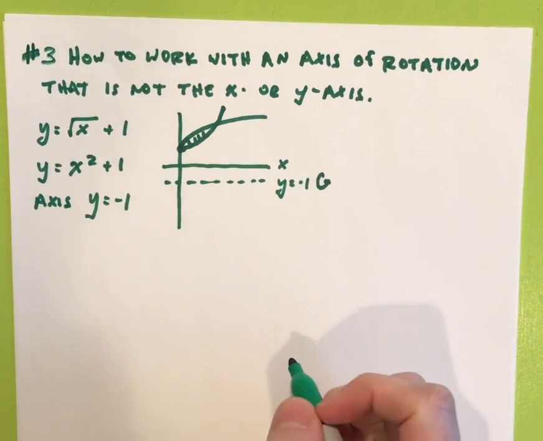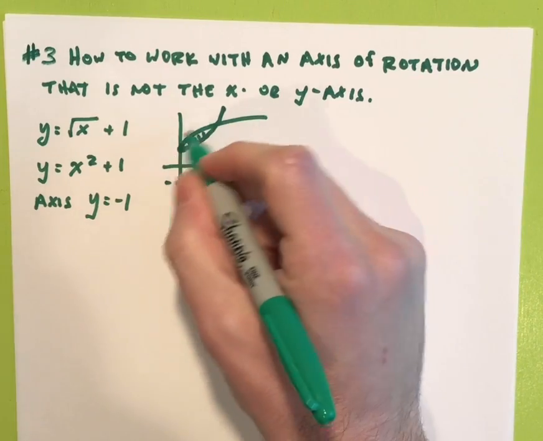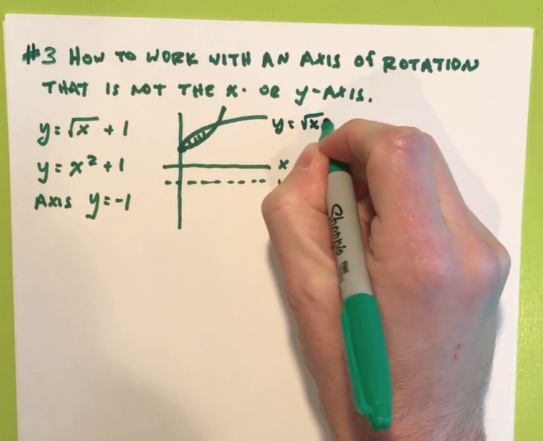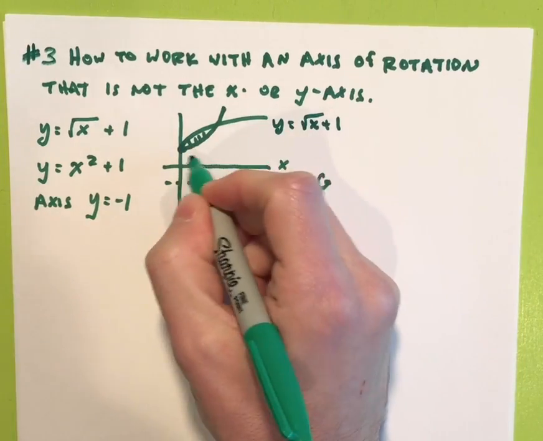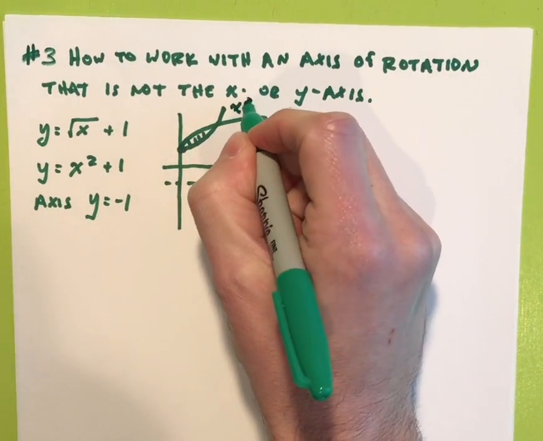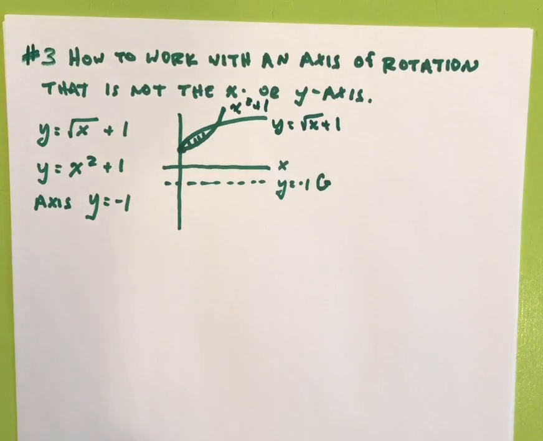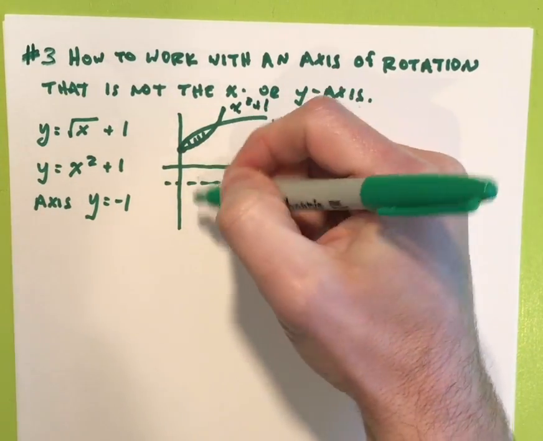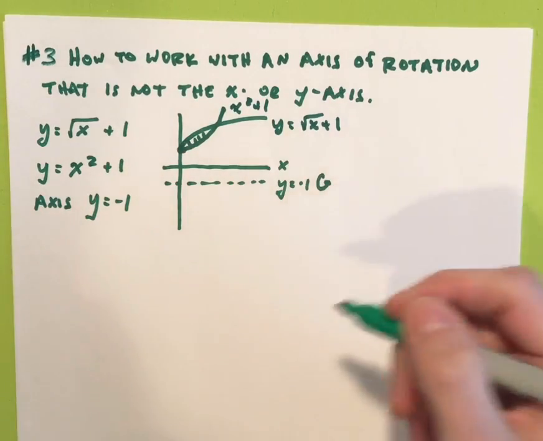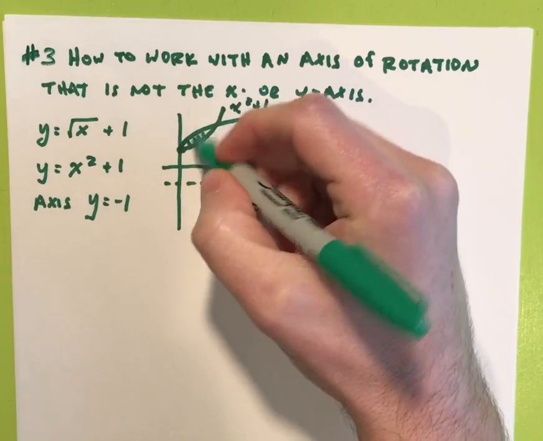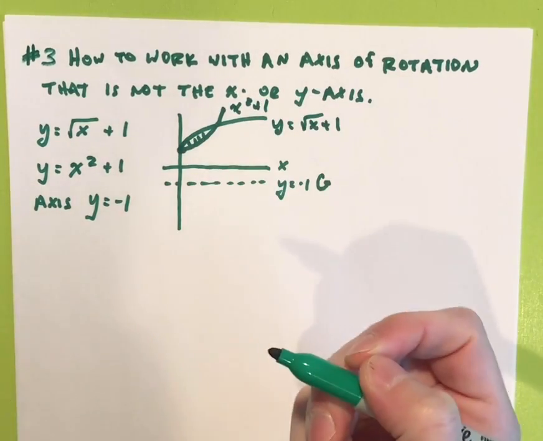So this is the graph that we've got. The top curve going through there, that is the square root of x plus 1. The bottom curve in this instance is our x squared plus 1. When we're finding our volumes, this is going to be using our washer method, because if we take our cross section, we are going to have this empty space in between here.